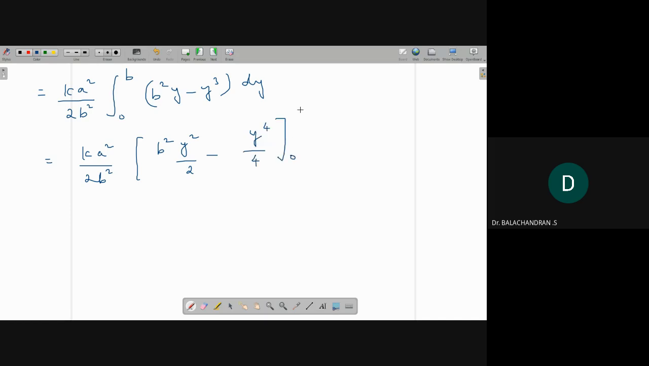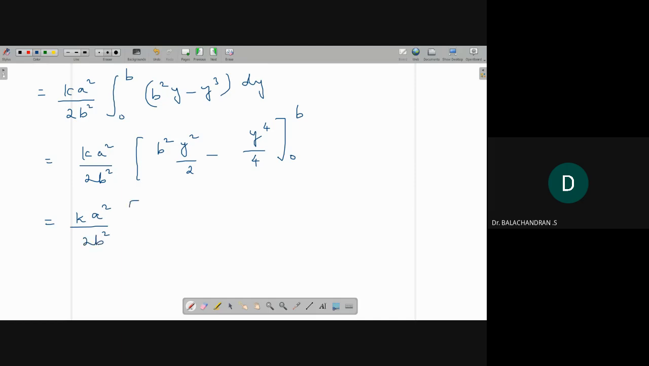Limit is from 0 to b. Substitute the limits. That's k into a square b square by 8. Correct, Kavimani? Correct. From this, you should find k in terms of m. K a square by 2b square.